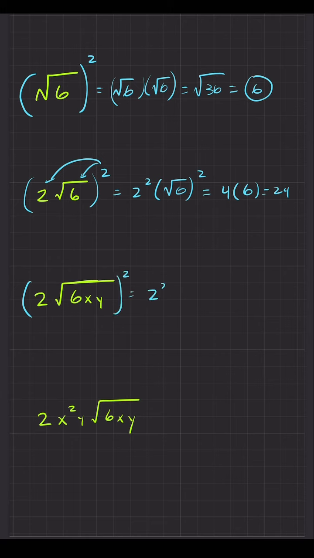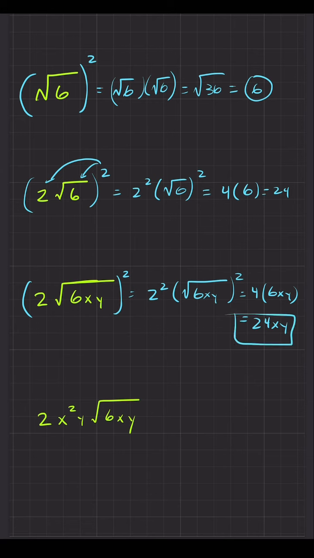Again, that's 2 squared times the square root of 6xy squared, which is going to be 4 times 6xy, which will be 24xy. And finally, let's put some powers on the outside. Square this, you get, now that whole quantity, 2x squared y, all of that is squared, times the square root of 6xy squared. So now this distributes into everything in there.